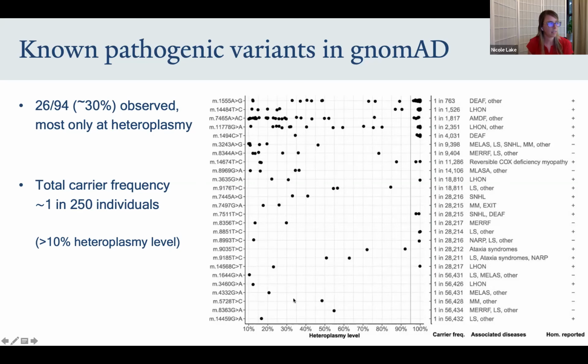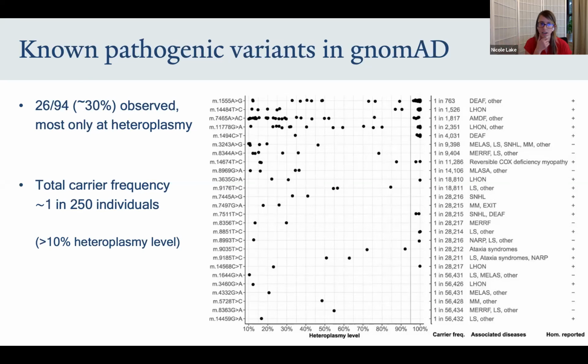So what we can see here is that most of the individuals that have a pathogenic variant are carrying it at low heteroplasmy levels. But we do see some instances where we are seeing some of these pathogenic variants at homoplasmy. But when we take a closer look, most of these variants we're seeing at homoplasmy are known to be associated with incomplete penetrance at homoplasmy and/or associated with adult onset conditions, like deafness or optic neuropathy, which I think explains why we're seeing them in gnomAD.